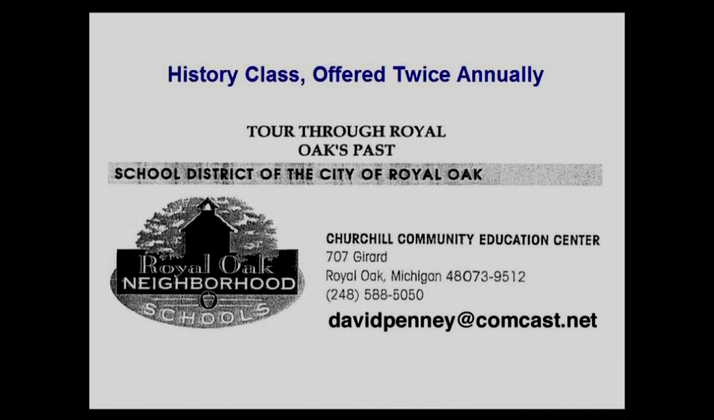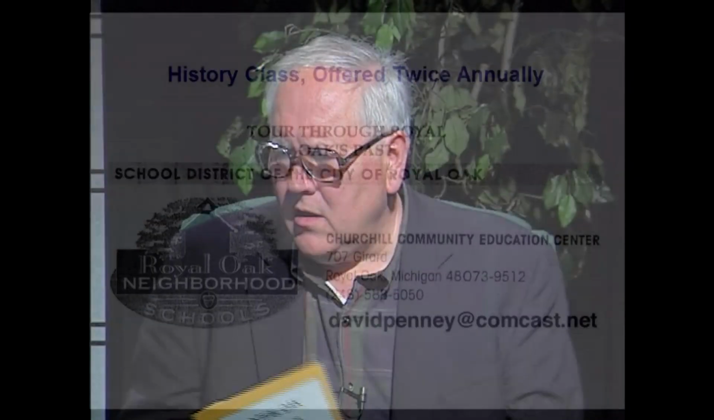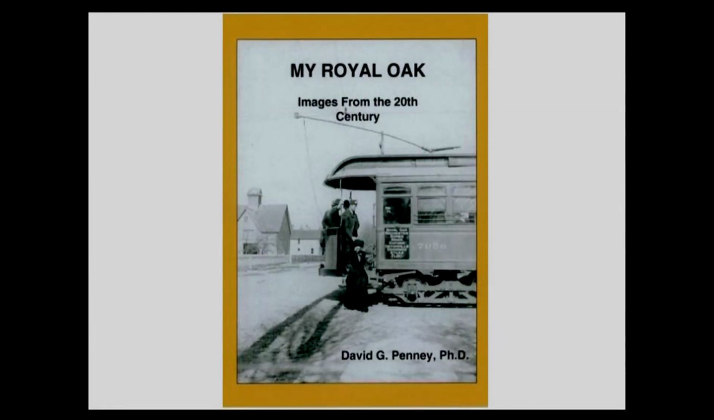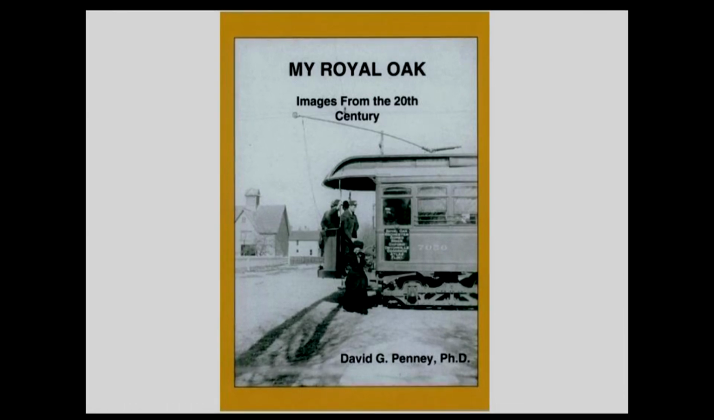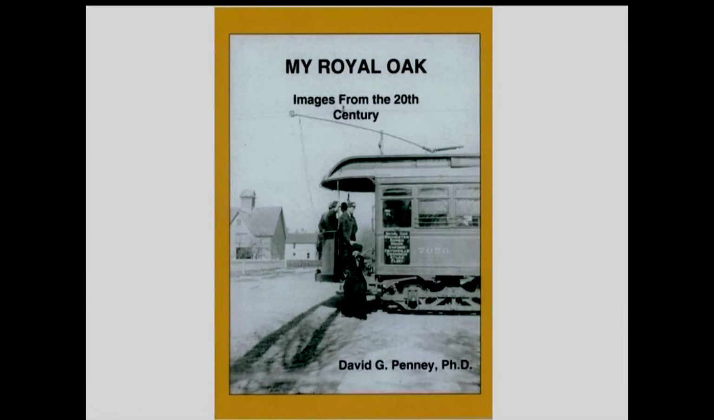I also want to point out that we have books for sale on Royal Oak history. These are a good source. This is my most recent book, My Royal Oak, Images from the 20th Century. It's mainly a picture book, although it has about 18,000 words of text. It was published in 2008, and it's available at Friends' Hardware and also at the Royal Oak Historical Museum on Webster. All proceeds from this book and the other books that I've authored go to the museum. My wife and I are not taking any profits from these books.